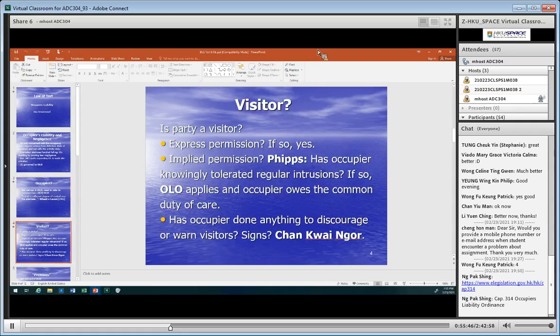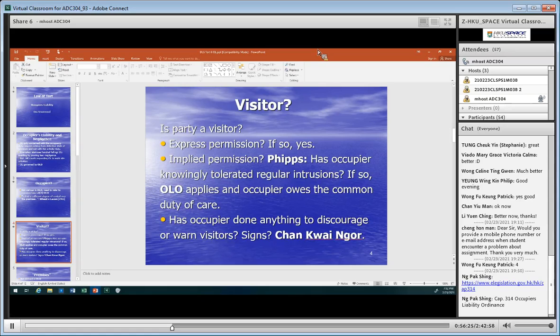So who is a visitor? We're talking here about the plaintiff. Is the plaintiff a visitor? Well, do you have permission to be on the property? If you have express permission, certainly then you are a visitor. So if you are on property because of a contractual license, such as I have with Space, I've signed my contract with Space, which enables me to be in room 304 of the Admiralty Centre tonight. So I am a visitor. I have express permission because it stems from my contractual license.